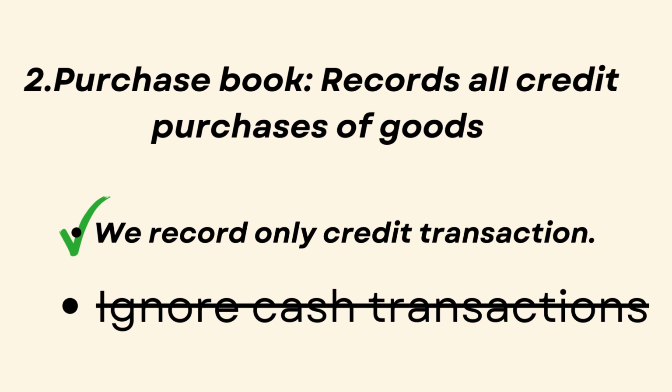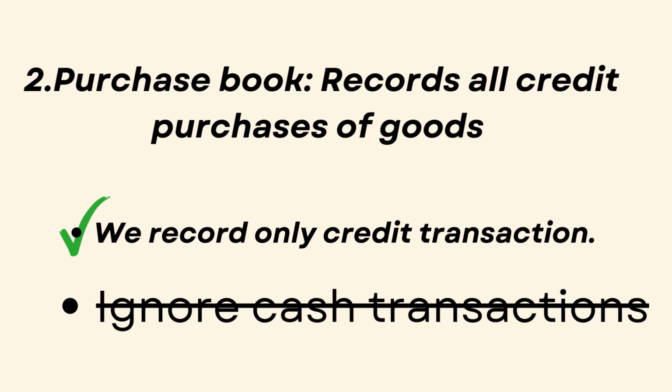So what you will write in your book is that you have purchased certain goods from a shopkeeper and you need to pay the bill. In purchases you will write that you have purchased certain goods from so and so person, a company or a shop, where you need to pay a certain amount. You record all credit purchases of goods and please ignore cash transactions. Clear? I hope it's clear.